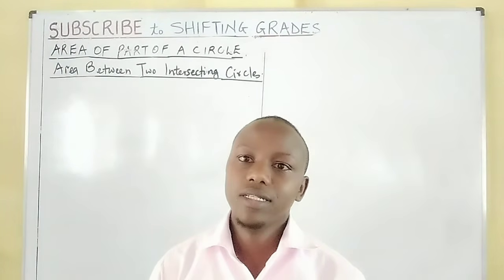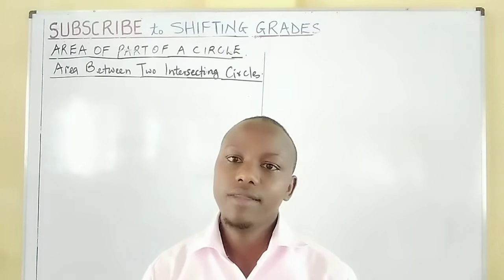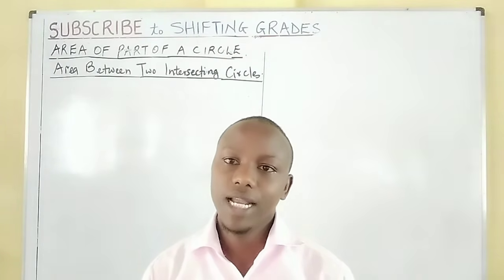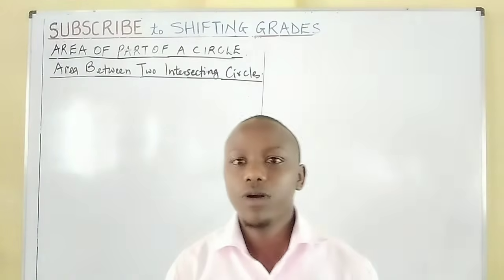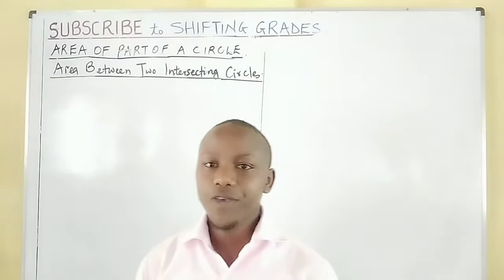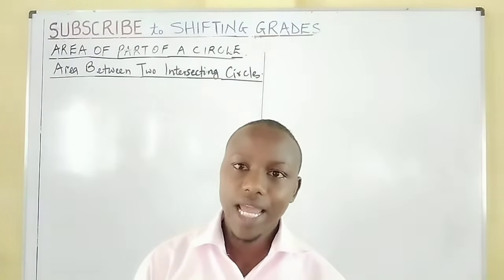In the former lesson, we discussed how the area of a sector can be calculated, and we also know how to get the area of a triangle which is in a sector of a circle, such that now we use the area of the whole sector minus the area of the triangle, we can get the area of a segment.